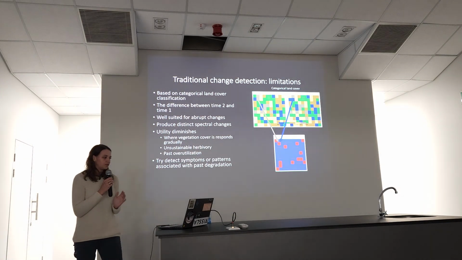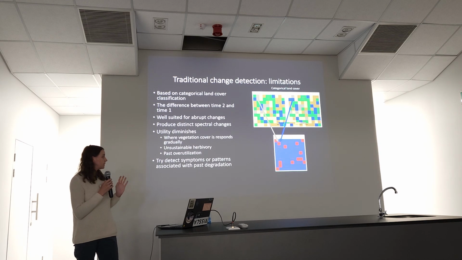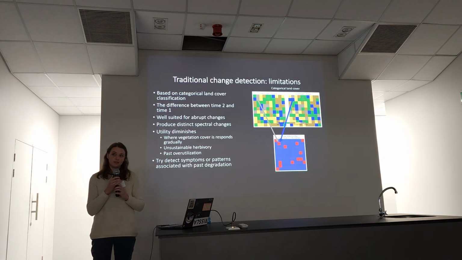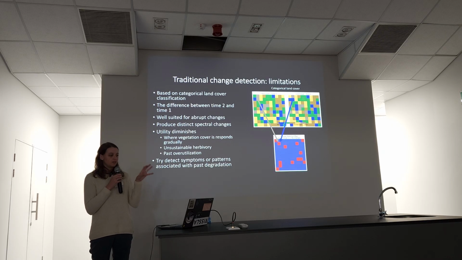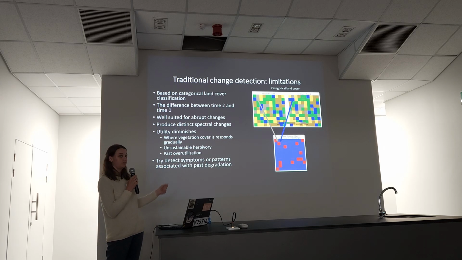So I just quickly wanted to mention here that traditional change detection methods have some limitations because they are based on categorical land cover classification. So they take time step 2, minus it from time step 1 basically, and then you get a change detection map like the one on the right.